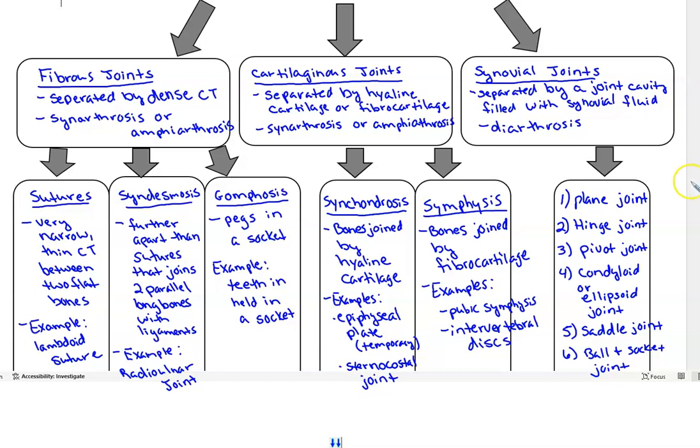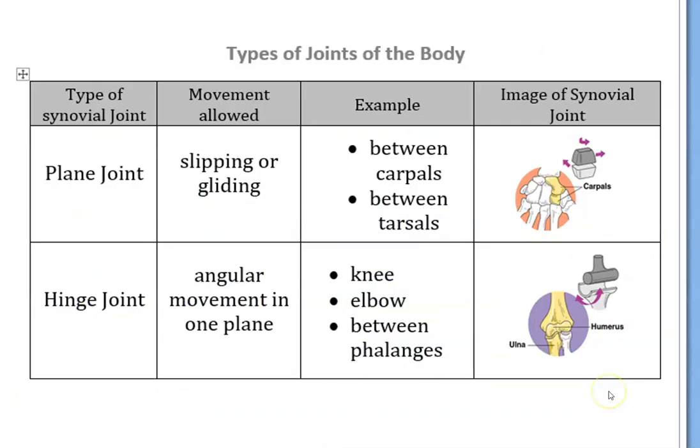And on your test, there's a part where you're going to be matching the example to the type of synovial joint. So there's a big matching section with these 6. So please write the examples down as we go over them. Let's start with the plane and the hinge joint. Your handout should look something like this, and you're going to be matching the type of synovial joint to an example.